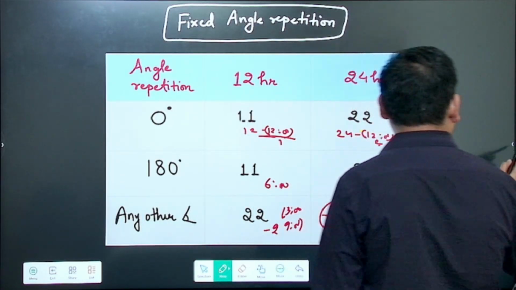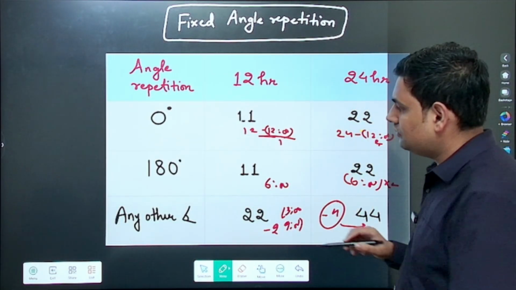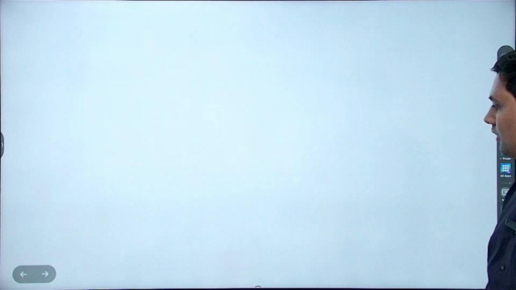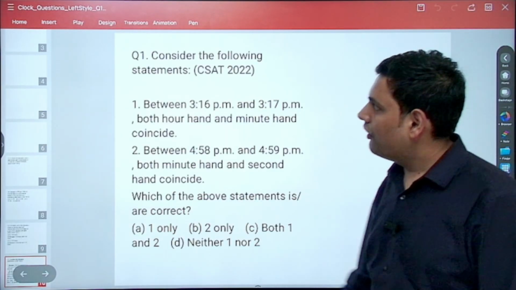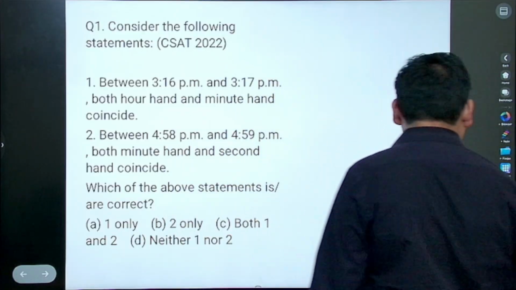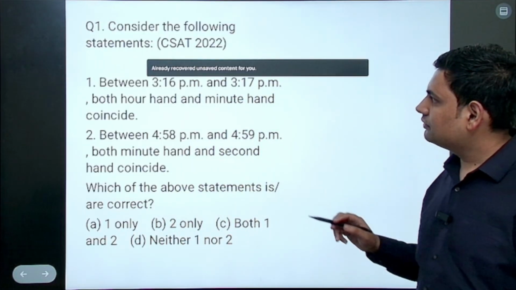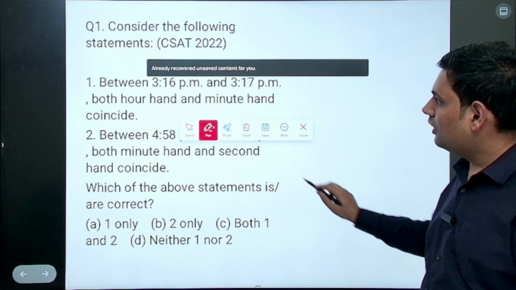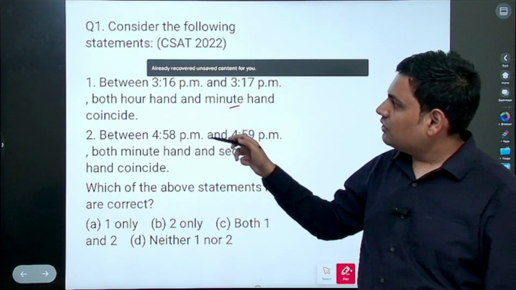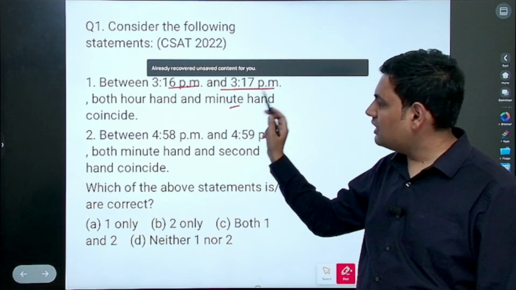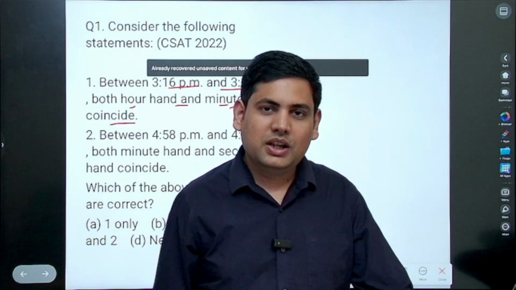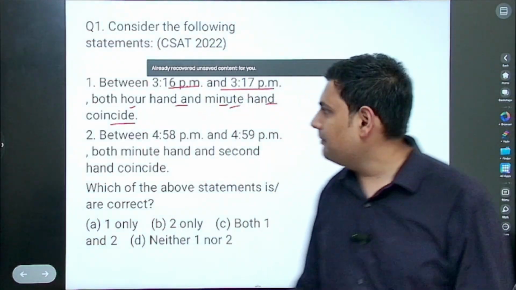Now, let's get to the questions. Question won't take much time. Let's see this. So it says, this is a question from CSAT 2022. Now, first, consider the following statements. So it says between 3:16 and 3:17 p.m. both hour hand and minute hand coincide. This we'll have to check. Between 3:16 and 3:17, do the hour hand and minute hand coincide?